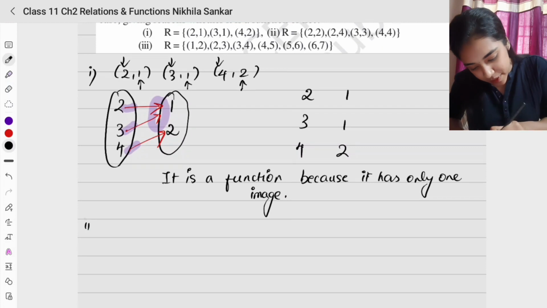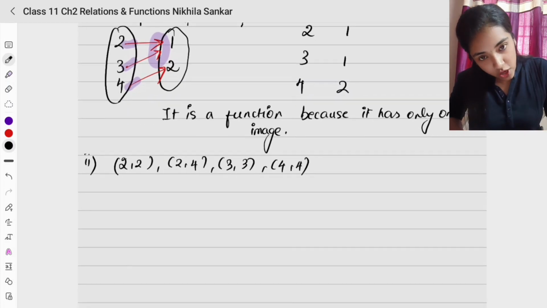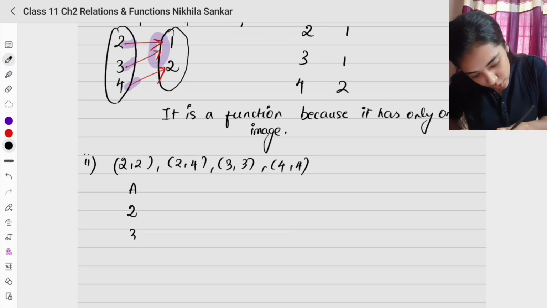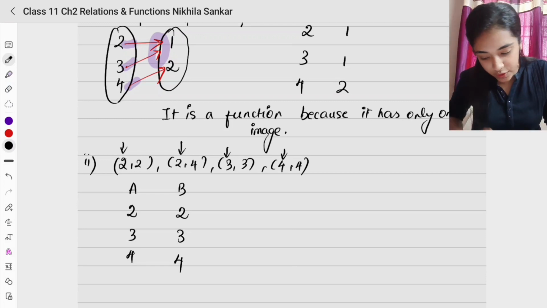Okay. Second subsection, what do I have? (2, 2), (2, 4), (3, 3), (4, 4). So what are all my set A elements going to be? 2, 3 and 4. Correct? The first elements from the ordered pairs. And what are all my set B elements going to be? 2, 3 and 4, from 2, 4, 3, 3, 4. So that this is how it's going to be.